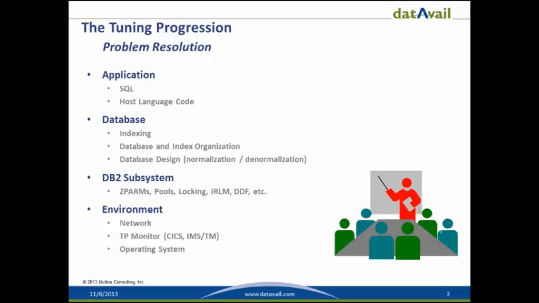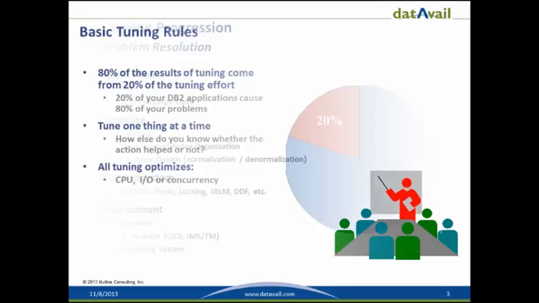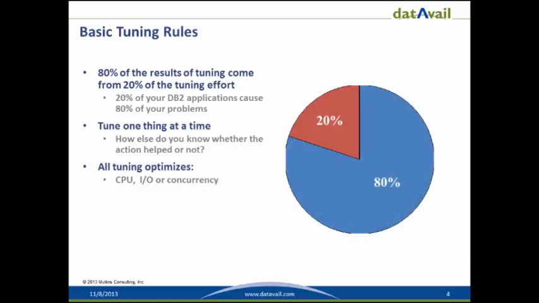So that's our tuning progression for problem resolution. Some other basic rules for DB2 tuning, we've got the 80-20 rule. And you've probably heard of that before too, because it's broadly applicable across a range of disciplines. When you look at it from database performance tuning, you really should see it as maybe 80% of the results coming from 20% of the effort.